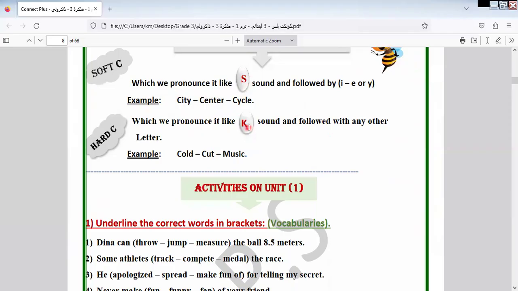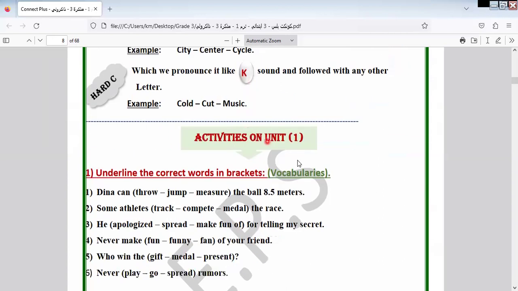Okay, let's continue the rest of the exercise of this unit, which we pronounce S and K, followed by I, E, or Y, like this. City, center, cycle. Pronounce as S. City, center, and cycle. Here pronounce C as K, like this. Cold, cut, music. And we say cat only. We see but pronounce as K.